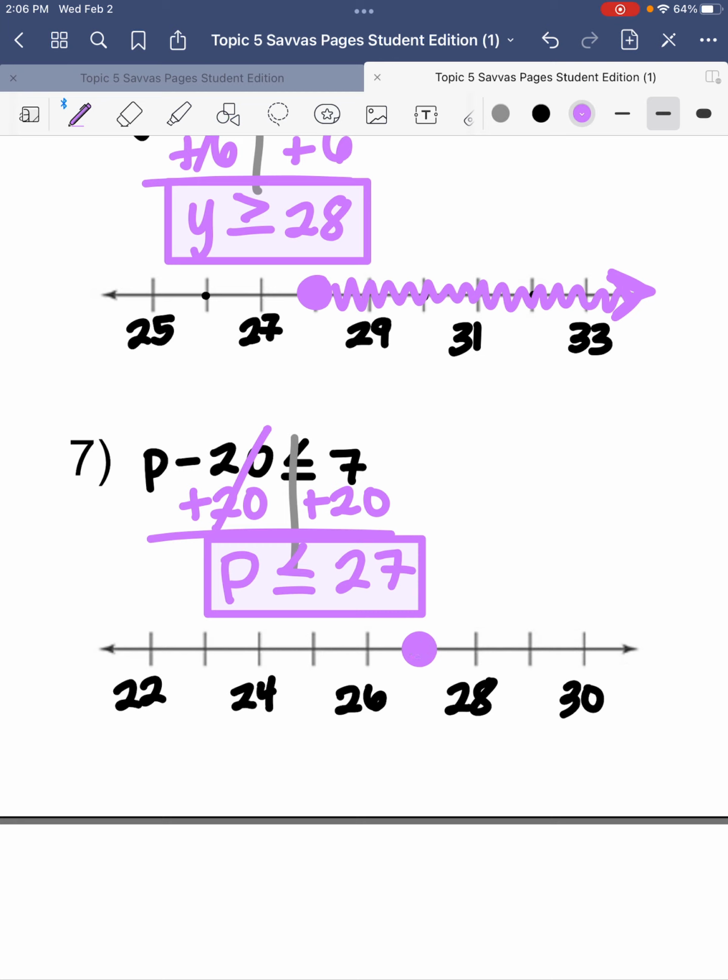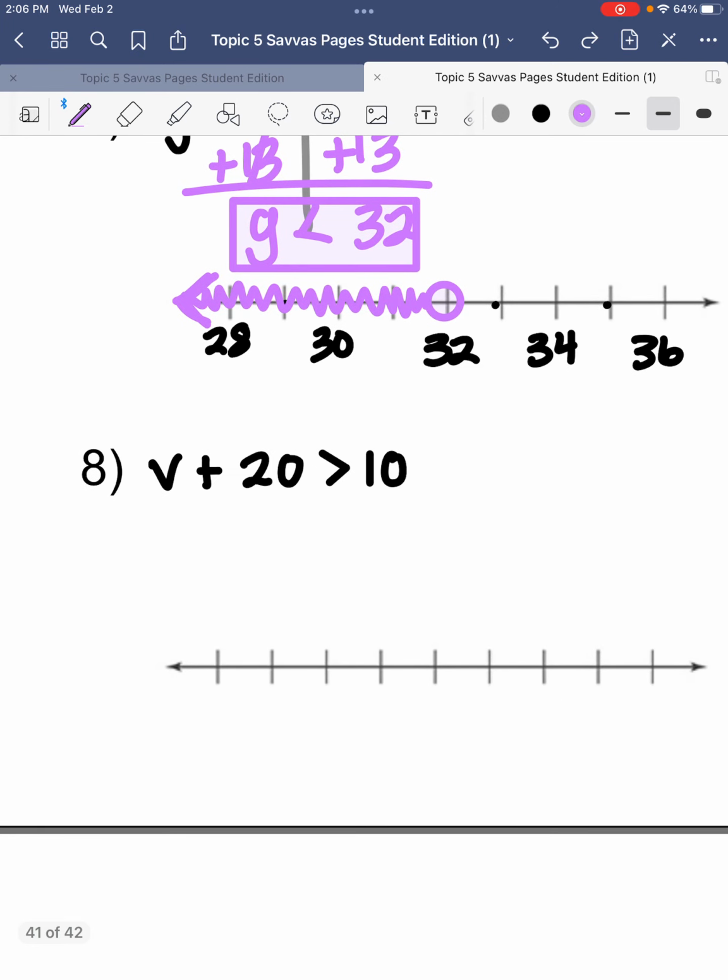Now, again, because the variable's on the left-hand side, I can let my inequality sign be an arrow telling me which way to go. It's pointing towards the left, so I'm going to shade all of the left-hand side, including the arrow. Okay, and when you think about it, it makes sense. P is less than or equal to 27. All of these numbers here are smaller than 27, and that's why I shaded in that direction.